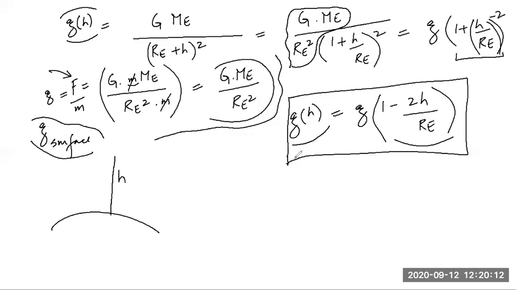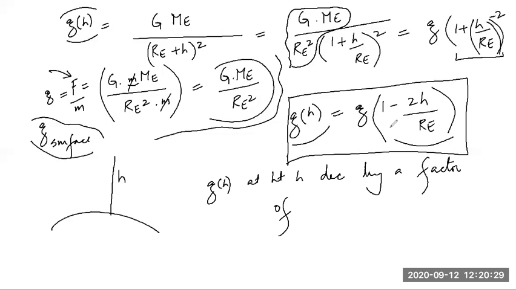And if it is decreasing, by what factor is it decreasing? So we can say g of h at height h decreases by a factor of, yes, can you tell, student? This is the factor by which it decreases. You have to multiply g by this, which is less than 1, to get the value for g of h. 1 minus 2h by Re. You need to remember this to solve the questions.